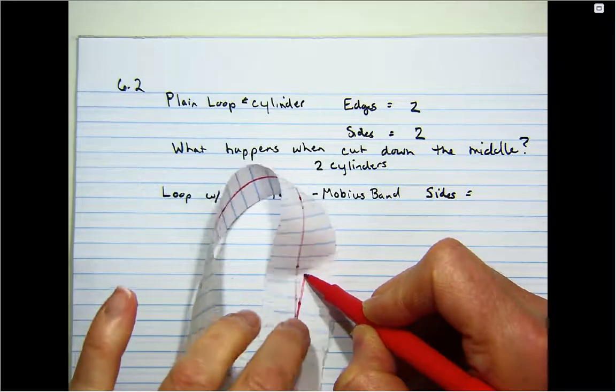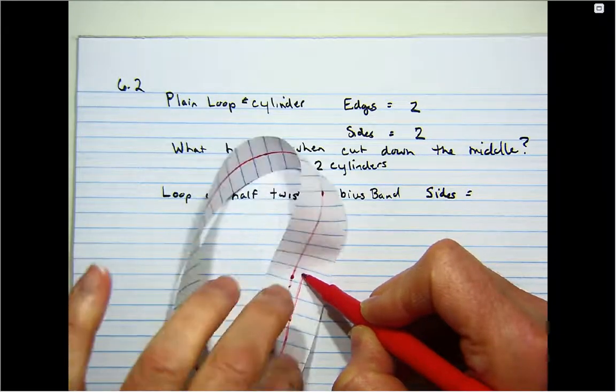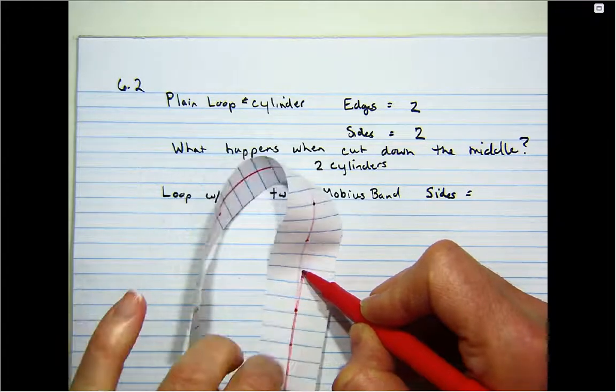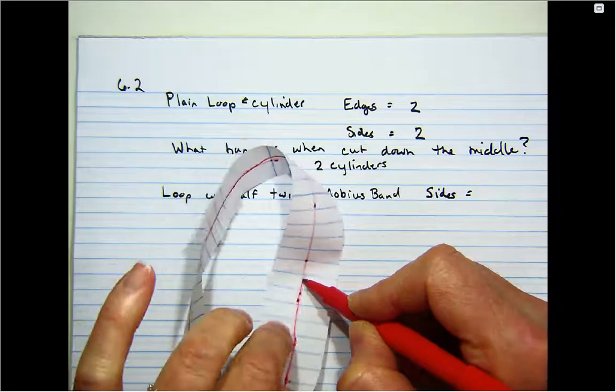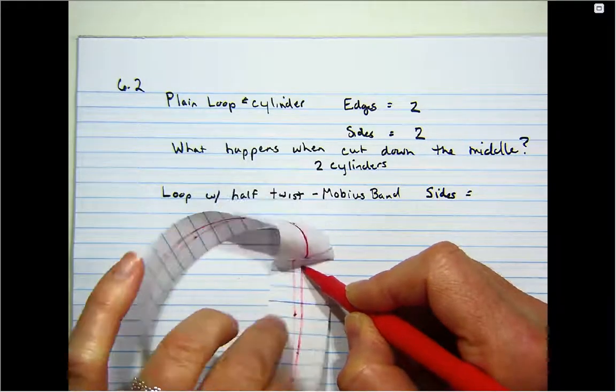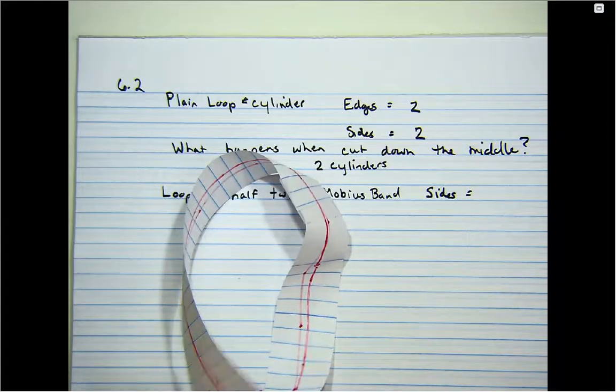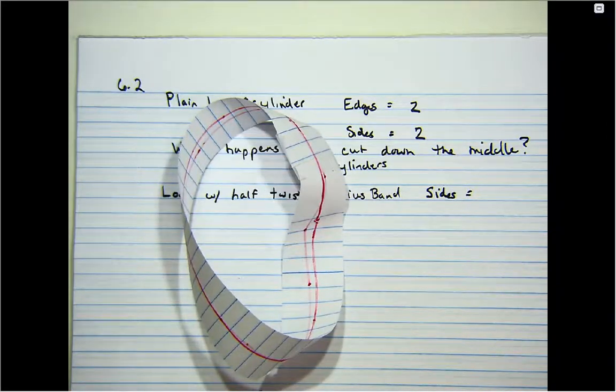So I can see it's on the other side of my paper, but I haven't gotten back to it yet. So I'm still on the first side because I have not returned to my marker. I just can see it bleeding through the other side. Now I returned. Now I return to where I started. So how many sides does the Mobius band have? Yeah, the Mobius band has one side.